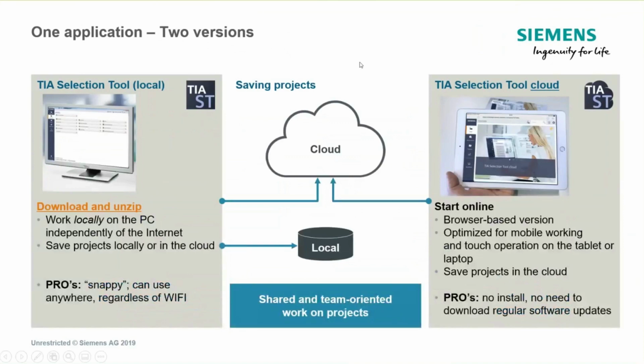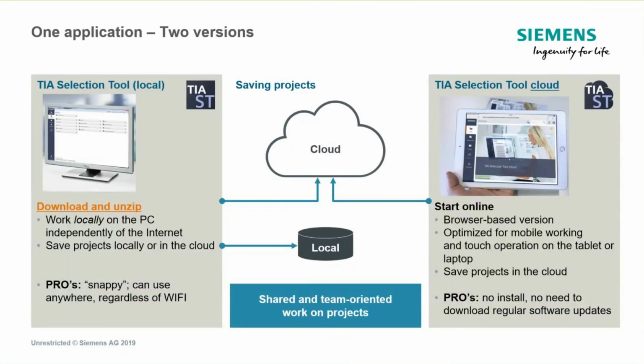Okay, so we have two different varieties. It's really one application, the TIA selection tool, but we have two different versions of it. I referenced the local version. That's the one that I prefer to use, and I'll tell you why here in a second. But we also have one that's hosted in the cloud, and there are some advantages to using it.